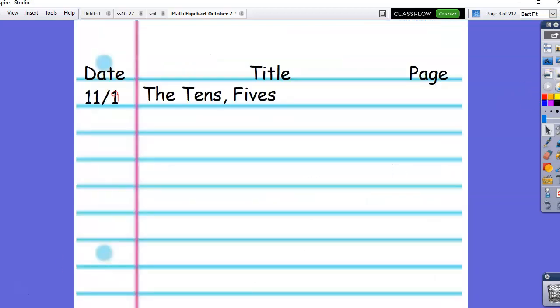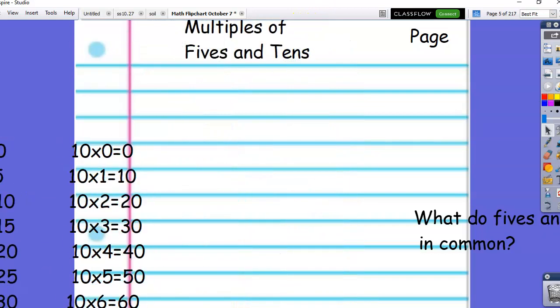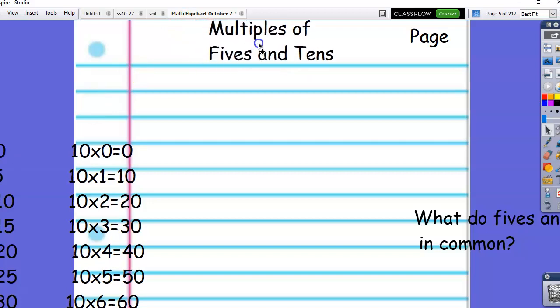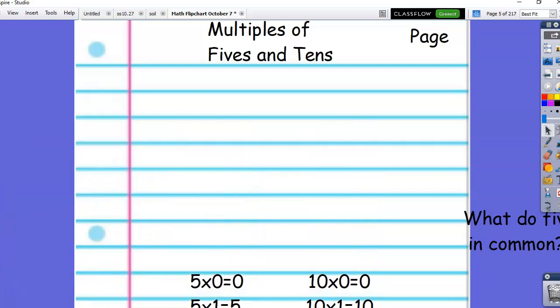Our goal for today was to do the 10s and the 5s facts. We're really working on pushing our multiplication facts. And so in your journal, we had the students write the multiples of 5s and 10s. And then we came up and we started with the zeros: 0 times 5 is 0, and 10 times 0 is 0. And we just really reinforced that anything times 0 is going to be 0.